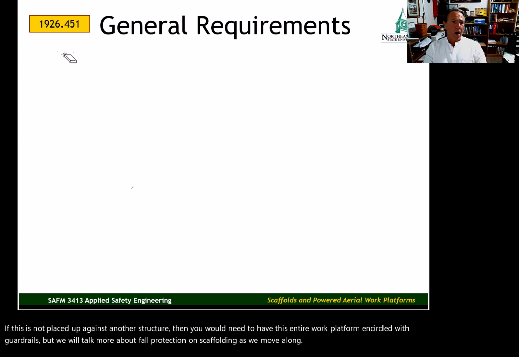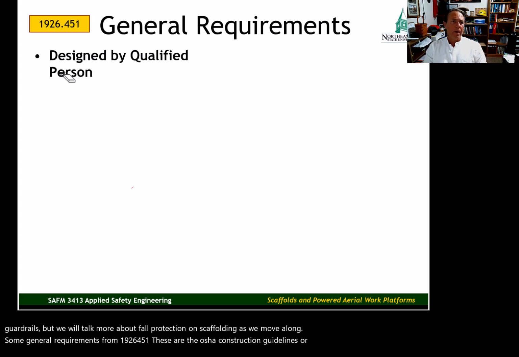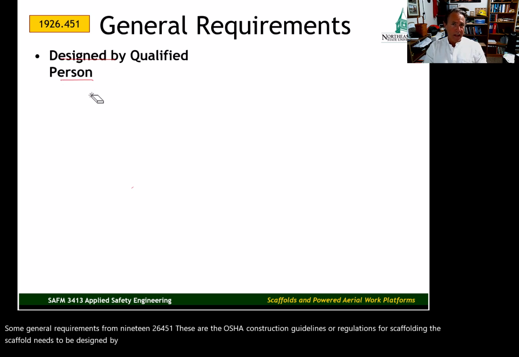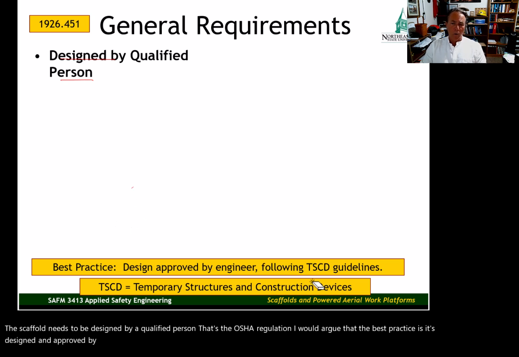Some general requirements from 1926-451. These are the OSHA construction guidelines or regulations for scaffolding. The scaffold needs to be designed by a qualified person. That's the OSHA regulation. I would argue that the best practice is it's designed and approved by an engineer, following temporary structures and construction device guidelines, like we talked about earlier in the semester.